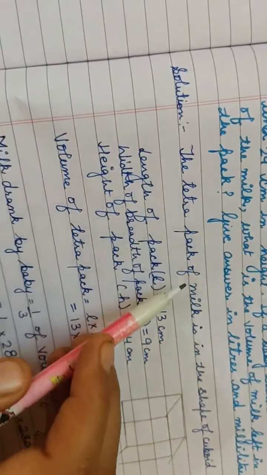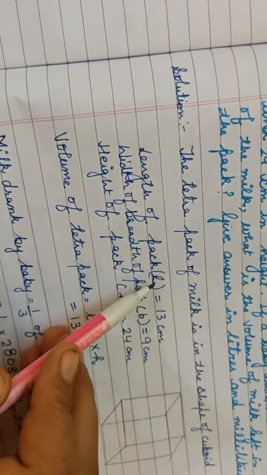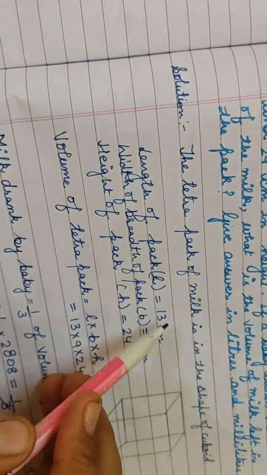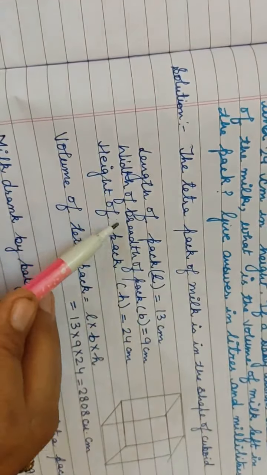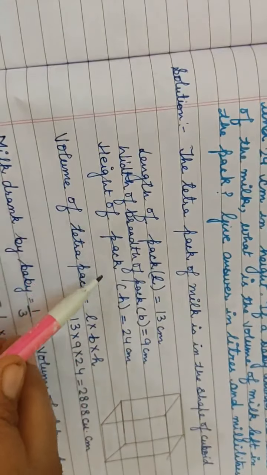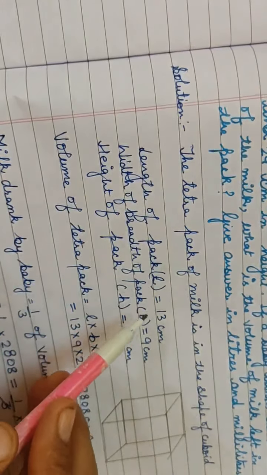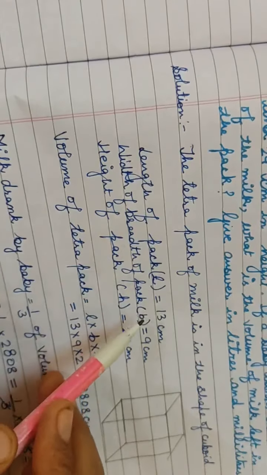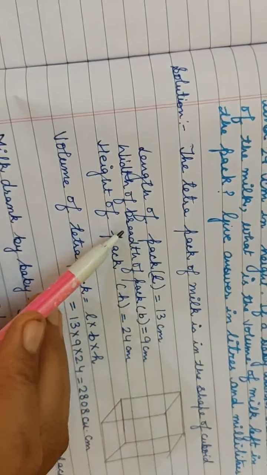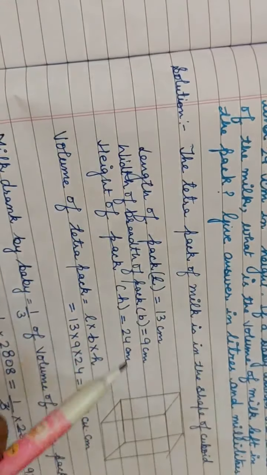The Tetra Pak of milk is in the shape of cuboid. Now the length of pack is 13 centimeter, width of pack is 9 centimeter and height of pack is 24 centimeter. I have written the short form: L for length, small b for width or breadth, and small h is for the height of the Tetra Pak.